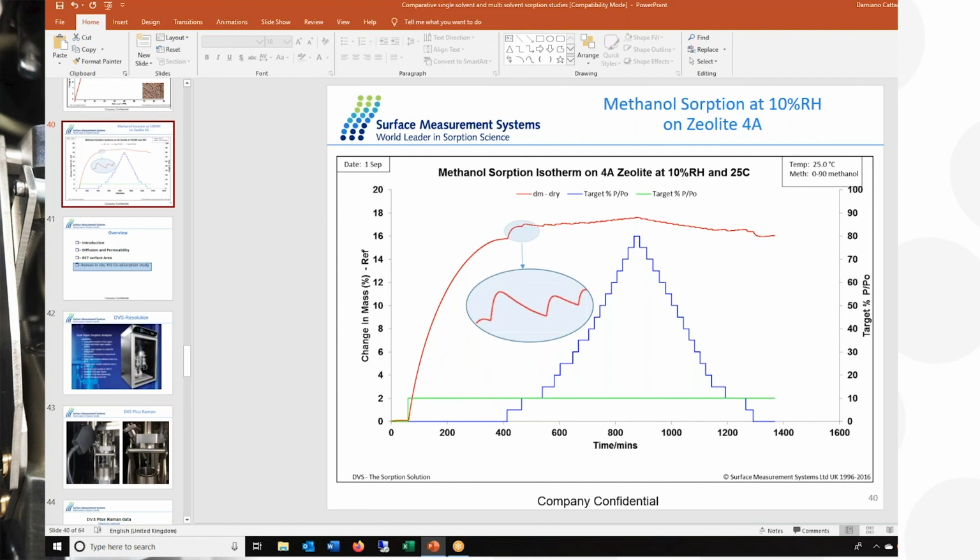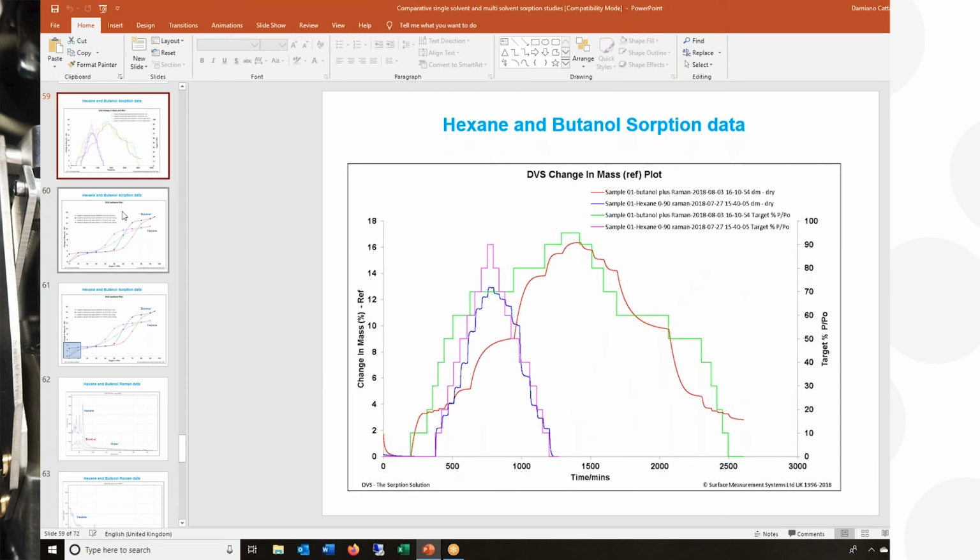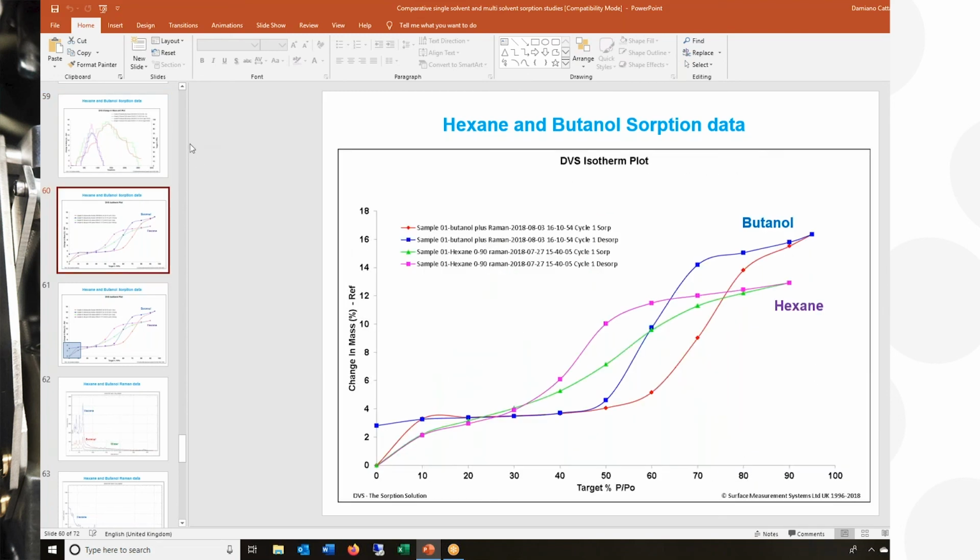So the maximum temperature will be 85 degrees C. Okay, thank you. A follow-up: I think, did you say from 5 degrees? Yes, from 5 to 85. Another question: for the hexane isotherm between 10 and 30% RH, desorption is lower than sorption. Any reason for that? Excellent.